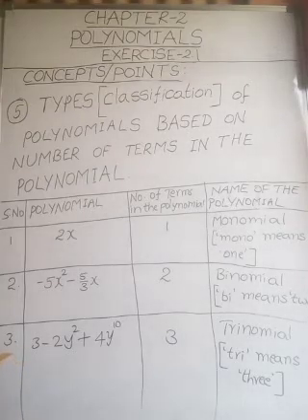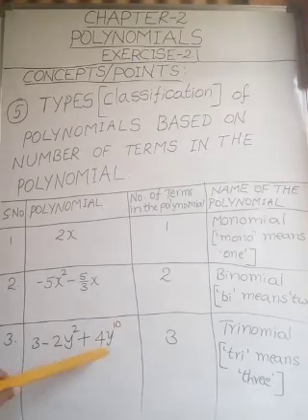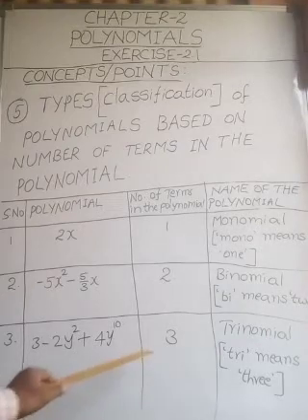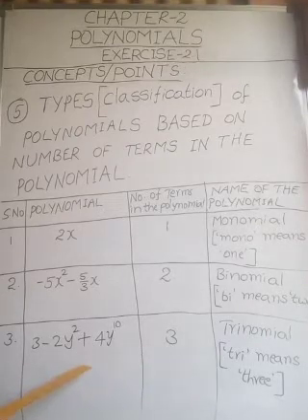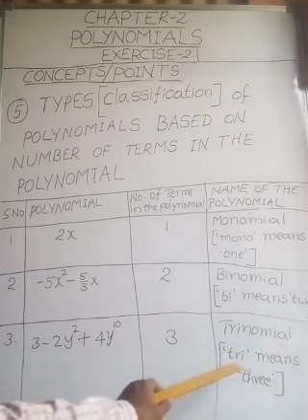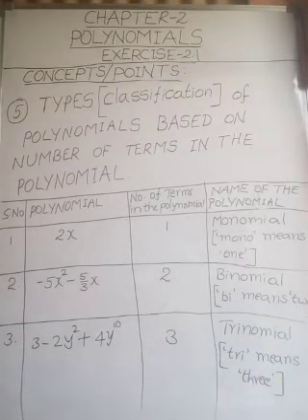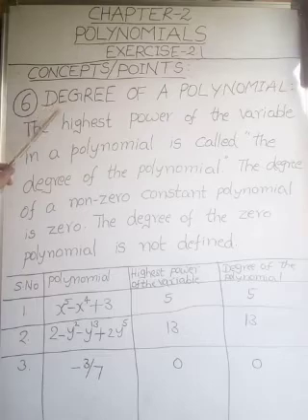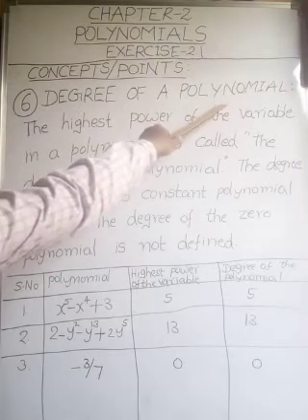Right. Now come to the third example. 3 minus 2y square plus 4y power 10. How many terms are there? Three terms are there. It has only three terms. So this polynomial is called trinomial. Tri means three. Okay, my dear children, is it clear? Right. Now come to the next point, that is degree of a polynomial.